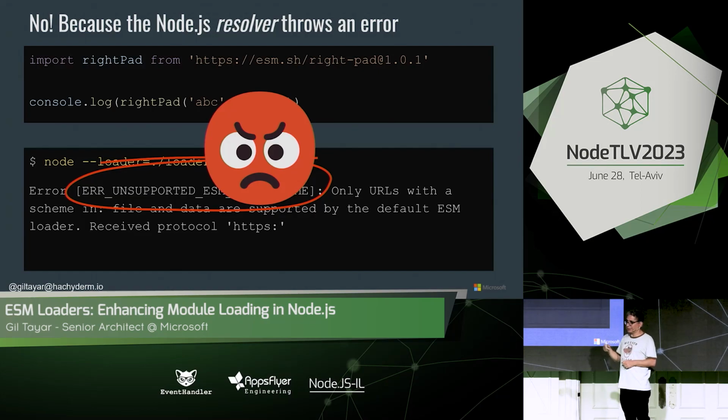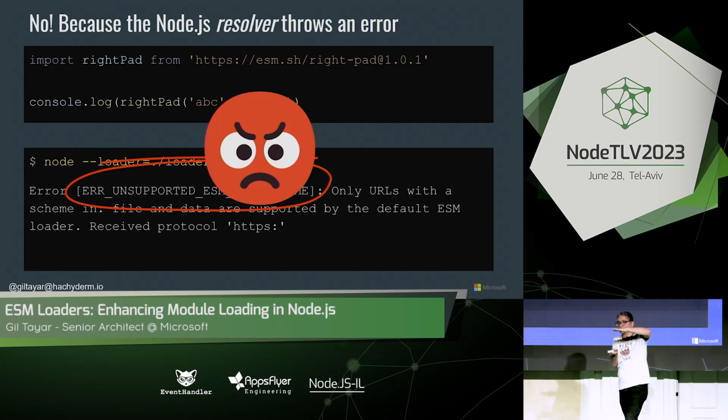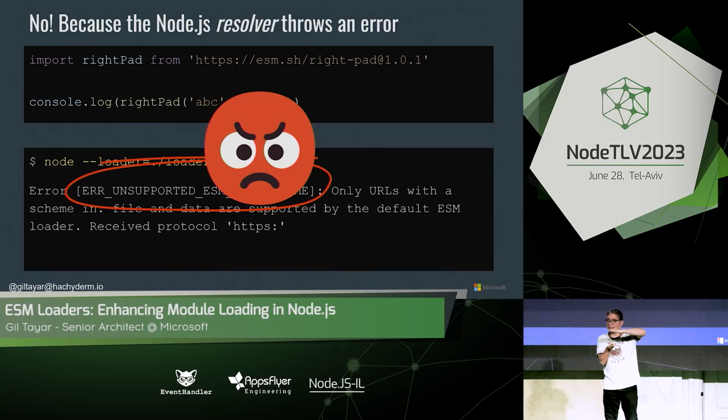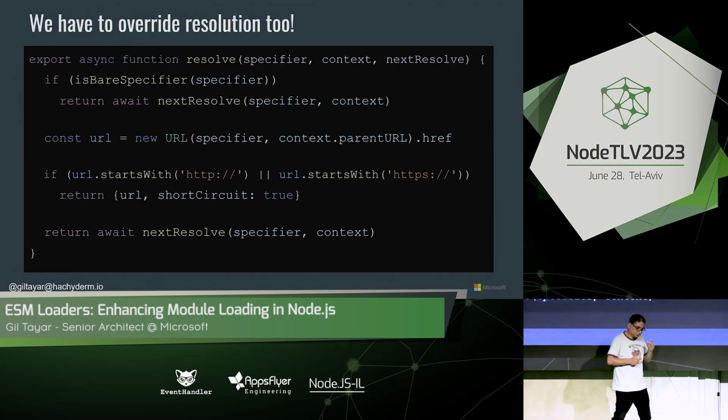I hated it. I tried it and it didn't work. Why? Because remember, we have two phases, the resolution and the reading. When the resolution part finds an unsupported scheme like HTTP, Node will throw and not even reach the loading phase. Oh, I think this is wrong. But unfortunately, I have to deal with that.